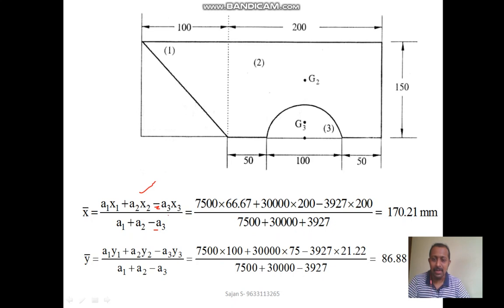So that the equation can be written as a1 x1 plus a2 x2 minus a3 x3 divided by a1 plus a2 minus a3, and y bar is equal to a1 y1 plus a2 y2 minus a3 y3 divided by a1 plus a2 minus a3. This is the equation for finding out the centroid of composite areas.